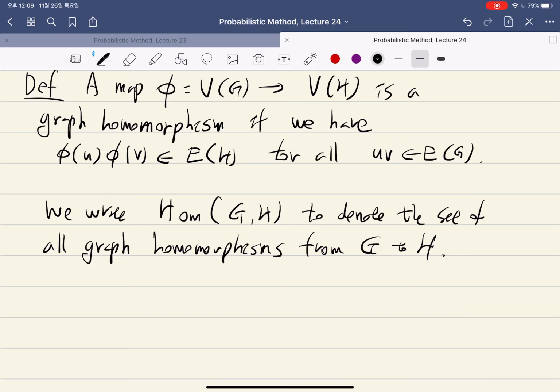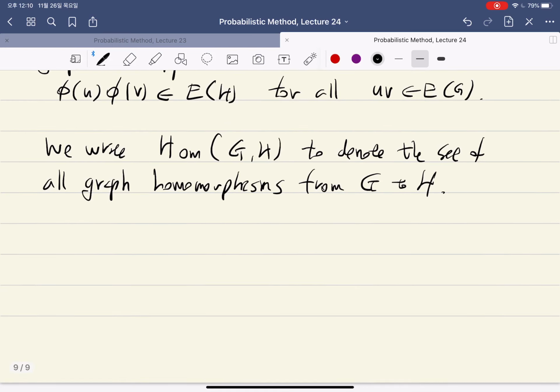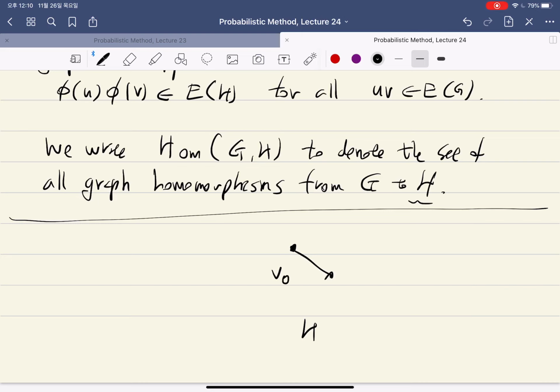As we saw in the example, it doesn't have to be injective, it doesn't have to be bijective. Several vertices could be mapped to the same vertex, and several edges could map to the same edge. This concept of homomorphism is very useful in many contexts. For example, this H could be a graph with a loop. Let's say you have H, with B0 and B1, and you have a loop here.